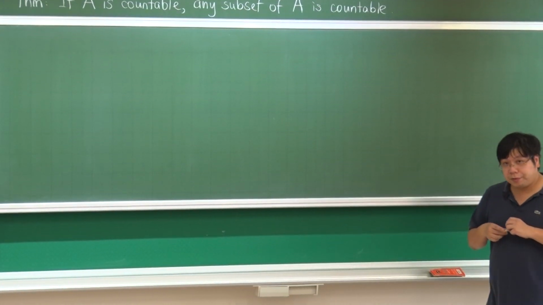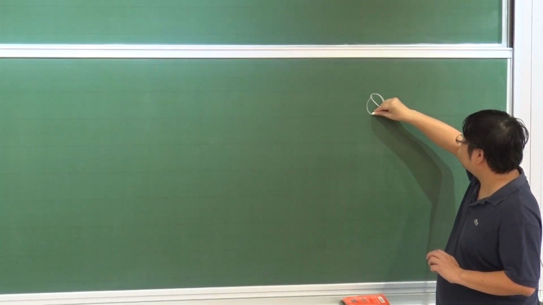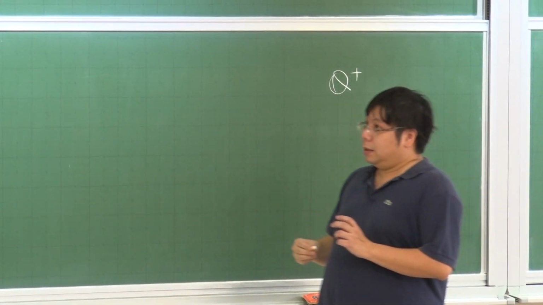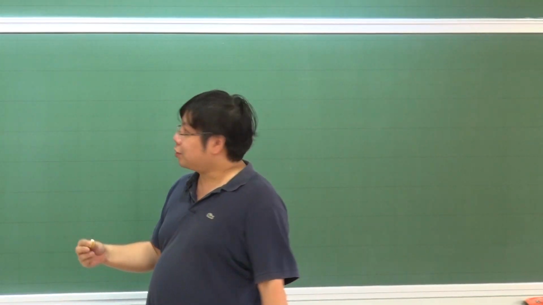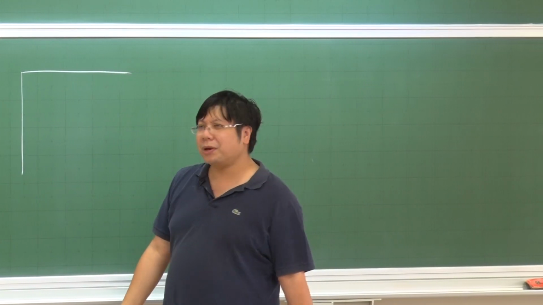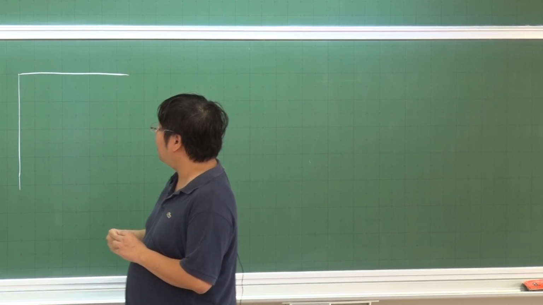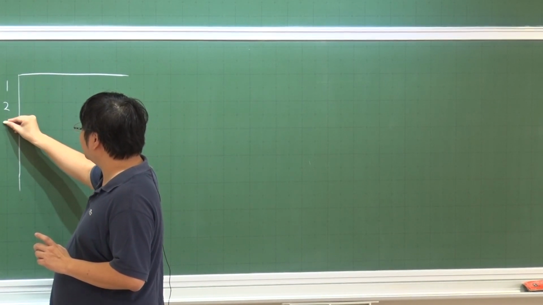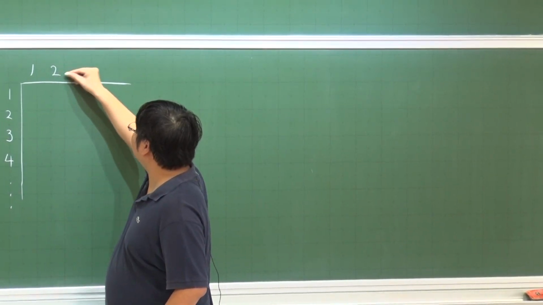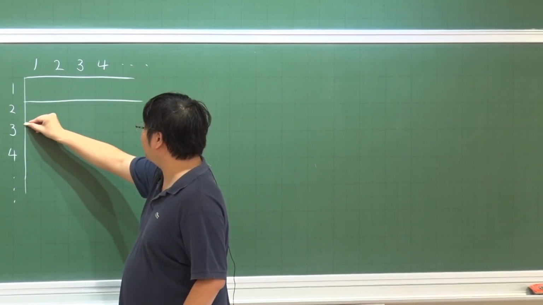This helps us to prove the positive rational numbers are countable. So how do we show this? I'm not going to show this directly. So let's show this by drawing a table. This table is like I have 1, 2, 3, 4, and so on, and I have 1, 2, 3, 4, and so on. So I'm going to have a table like this.